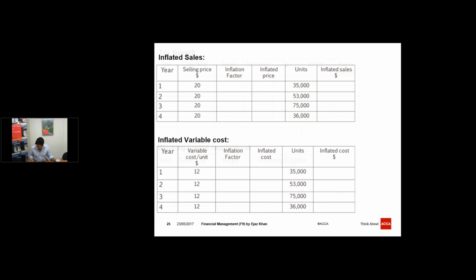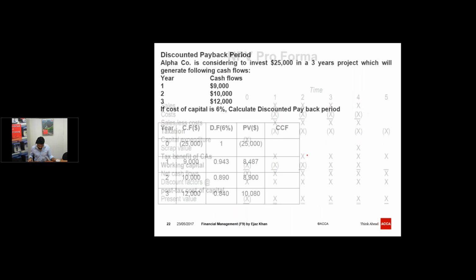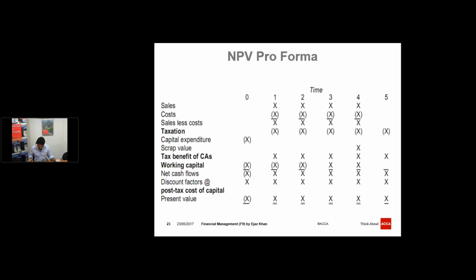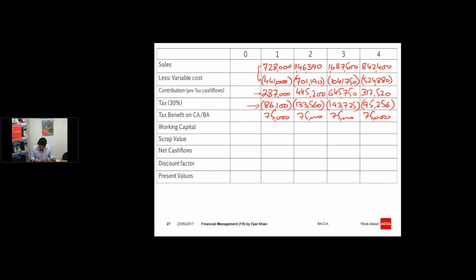According to the question, the year one working capital requirement will be 7% of the sales revenue. So if you people can calculate 7% of the sales revenue for me, 7,28,000, what's the 7% of 7,28,000? 728,000 times 0.07. Can anyone calculate it for me?